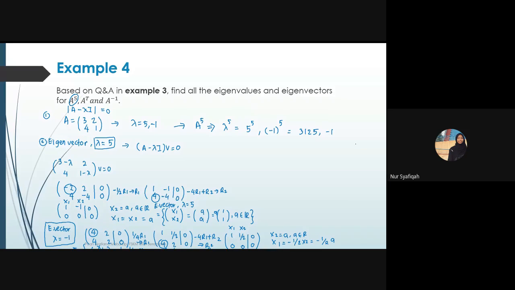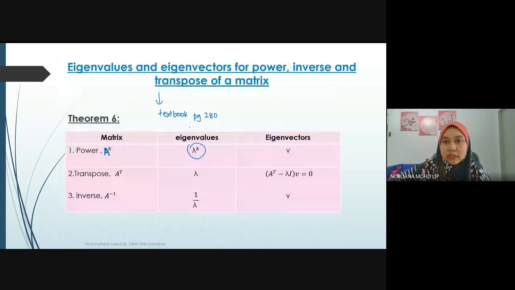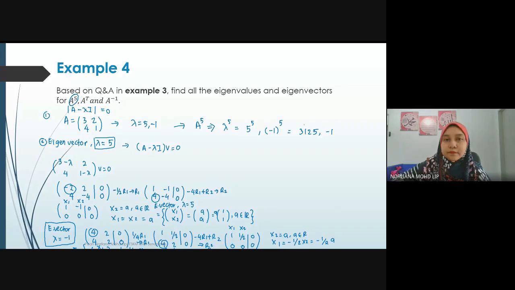And then for eigenvector for A for 5, eigenvector. Okay, based on theorem 6, the eigenvector for A of K is equal to the original eigenvector. So the eigenvector dia equal to yang ni lah. Yang dah cari tadi. Eigenvector for A to power of K kan. Equal tu yang dapat tadi. Yang dapat ni.